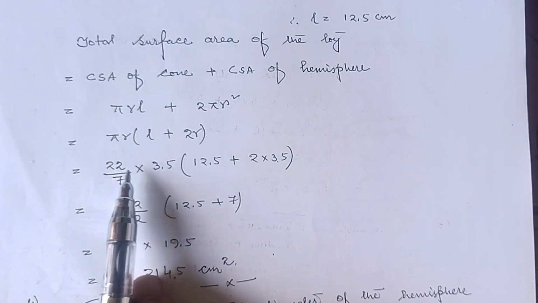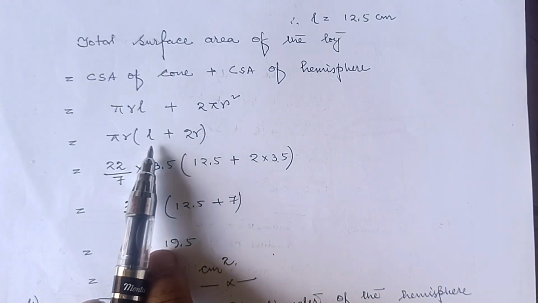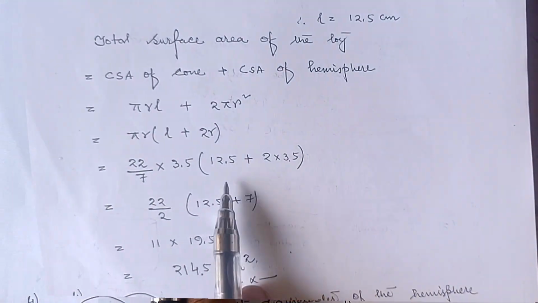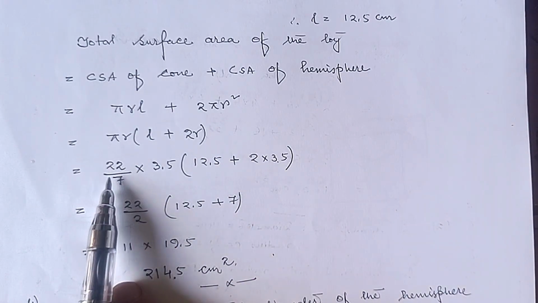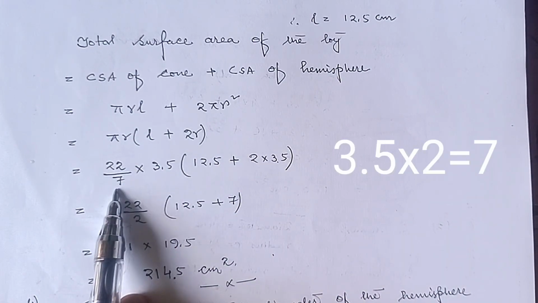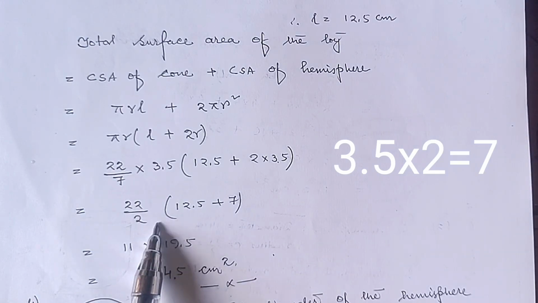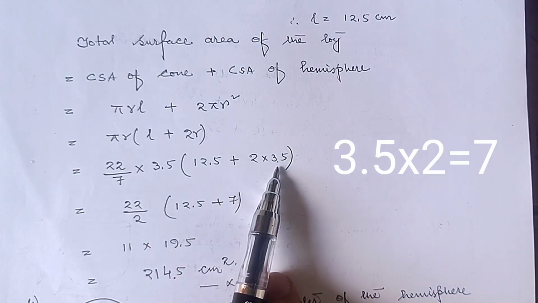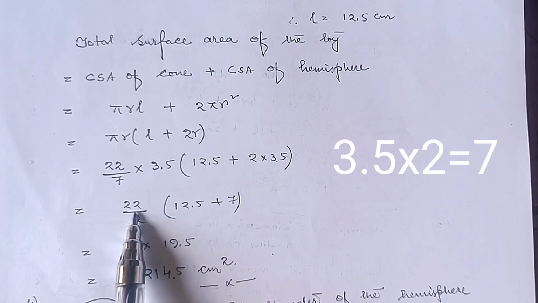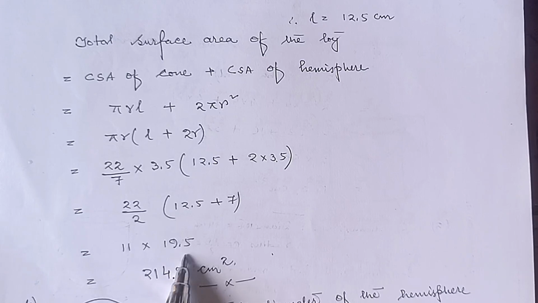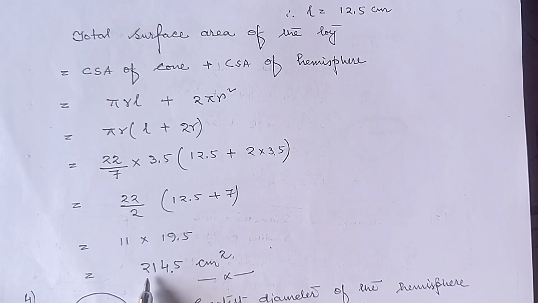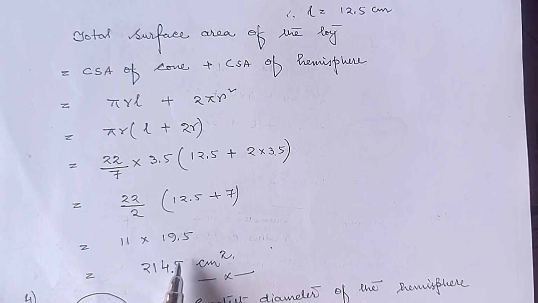Pi is 22 by 7. Radius 3.5. Slant height, we got 12.5 centimeter. L is 12.5 centimeter plus twice r, so 2 into 3.5. So this 3.5 and 7 can be cancelled. You will get 2. So 22 by 2 into 12.5 plus 7. Now 22 by 2 will give 11 into 12.5 plus 7, which is 19.5. If you multiply these two, you are going to get 214.5 centimeter square. Therefore, total surface area of the toy is 214.5 centimeter square.